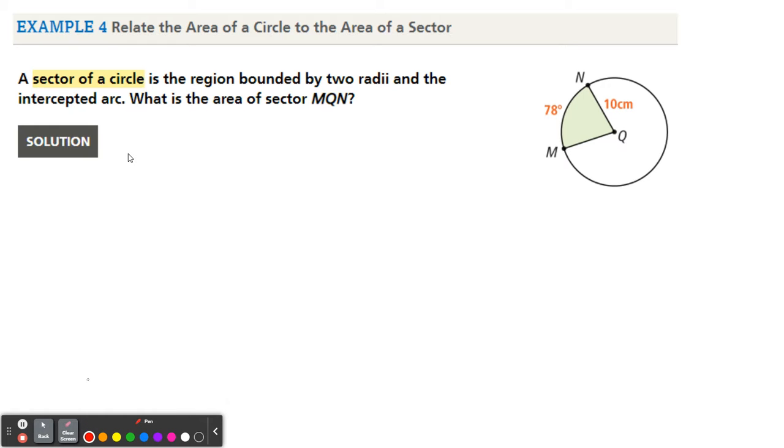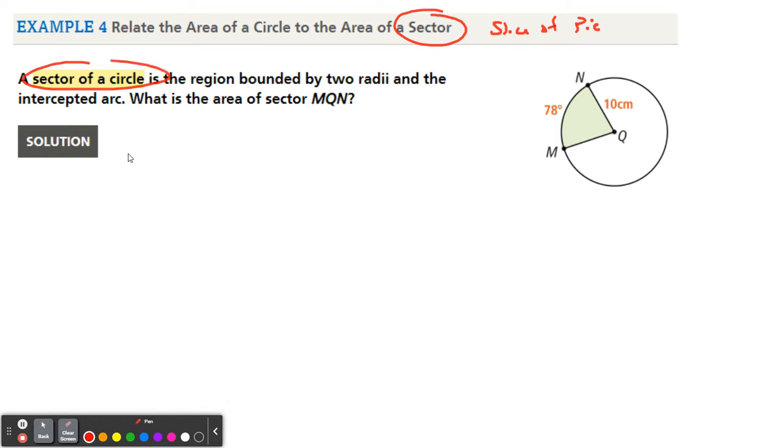Okay, so now example 4, it says relate the area of a circle to the area of a sector. So now we're looking at sectors. When you take a look at a circle, think of it as a pie. Your sector is a slice or a piece of pie. We want the area of that sector.